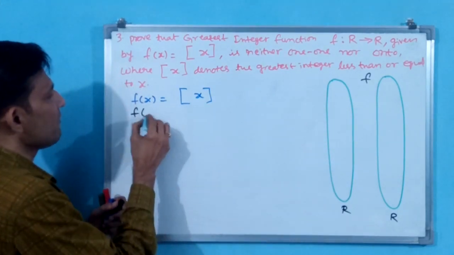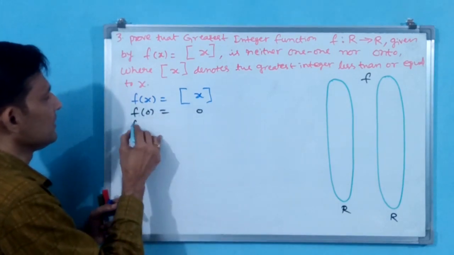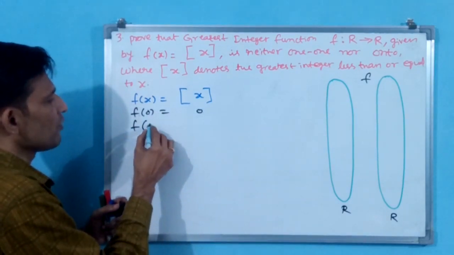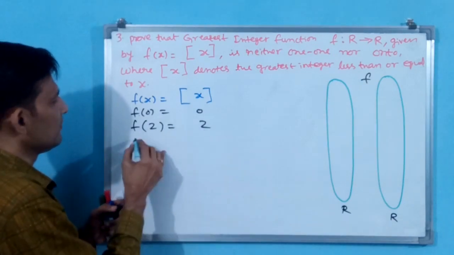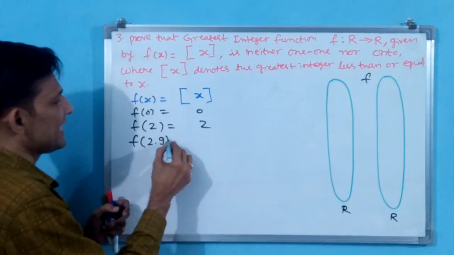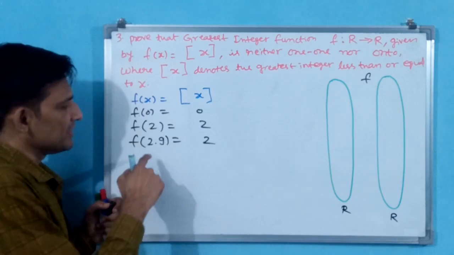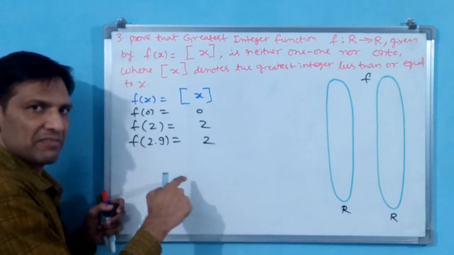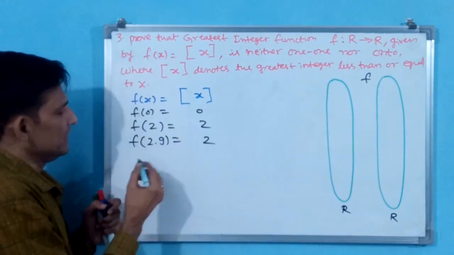Same thing. If I give f of 0, 0 only will come. But if I give f of 2, 2 will come. What if I give 2.9? 2 only will come. Why? Because see here, 2 plus 0.9 will come, but it gives 2 only.